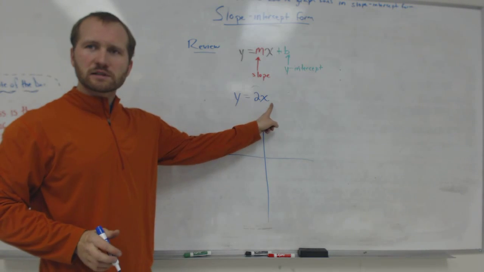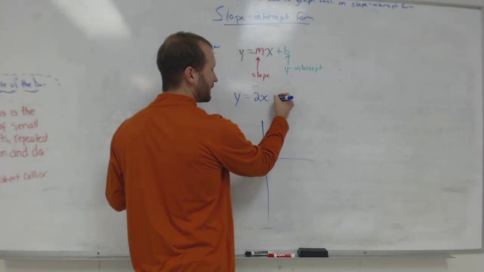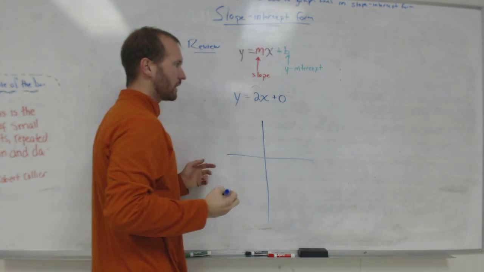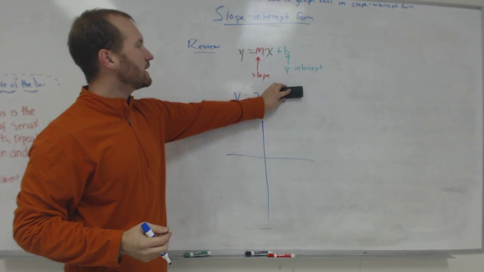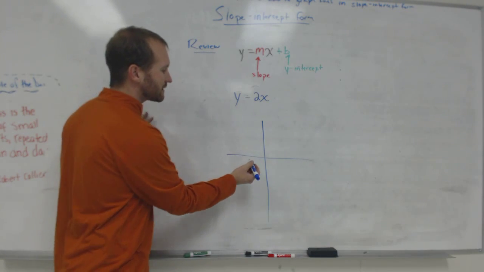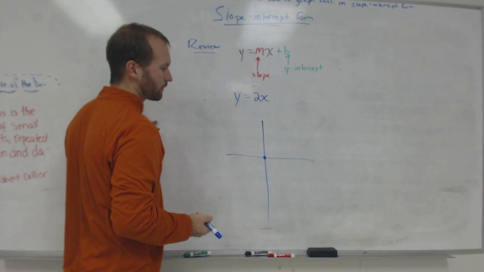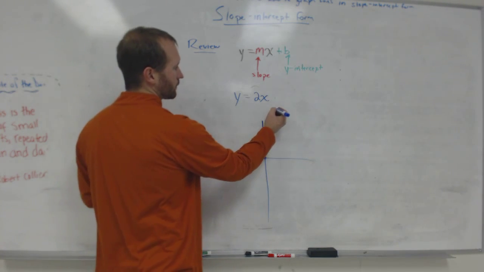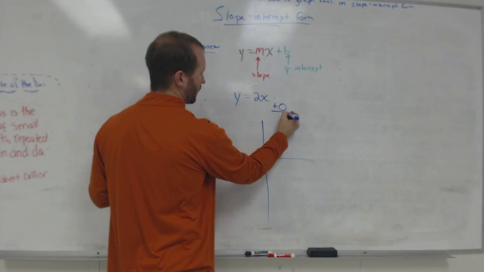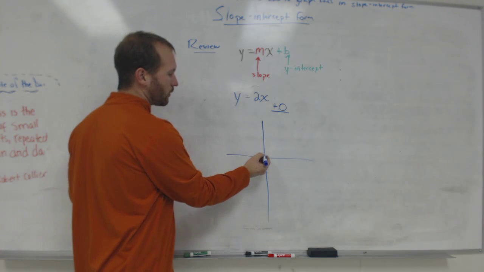Does it say 2x plus 0? No, but would it be any different if I said 2x plus 0? No. Right. So 2x is 2x plus 0. So you go up 0. So I start at 0, the origin, the center. And then you go up 2. We have an imaginary plus 0 there. Now I go up 2 and then what?